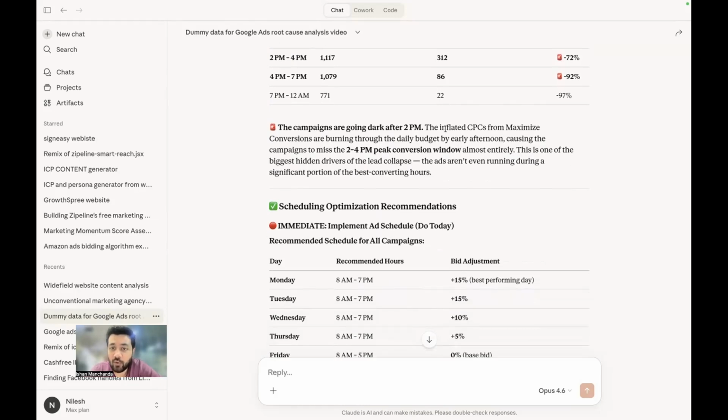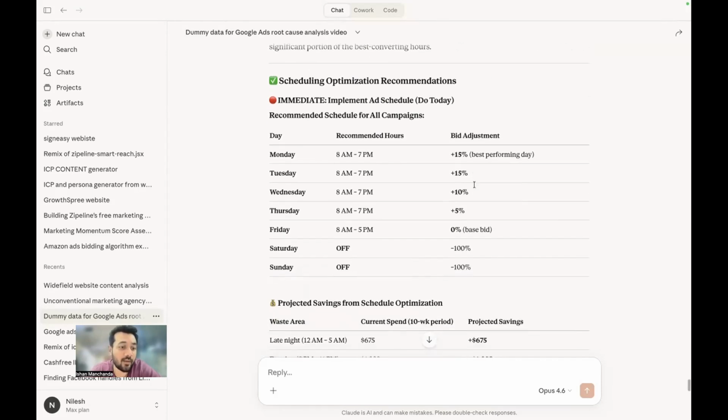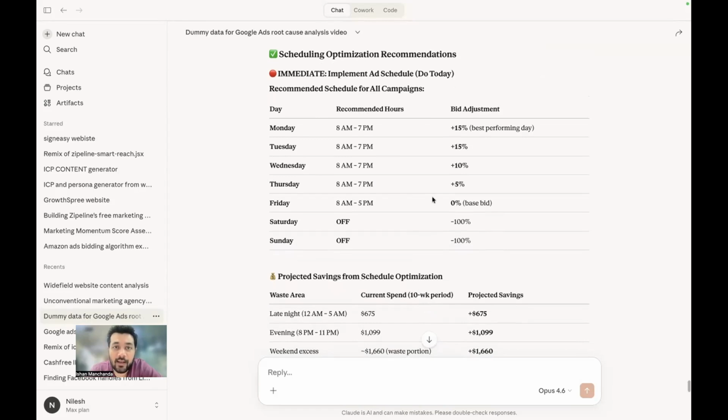Campaigns are going dark after 2 p.m., inflated CPCs from maximized conversion, which is something that you can go deeper and ask, well, what exactly is it talking about, which campaigns, where has the bidding strategy changed? We've done that in the previous video to do a root cause analysis, and you can check it out in the description as well. And then, yeah, finally comes the main part, which is what exactly should you do?